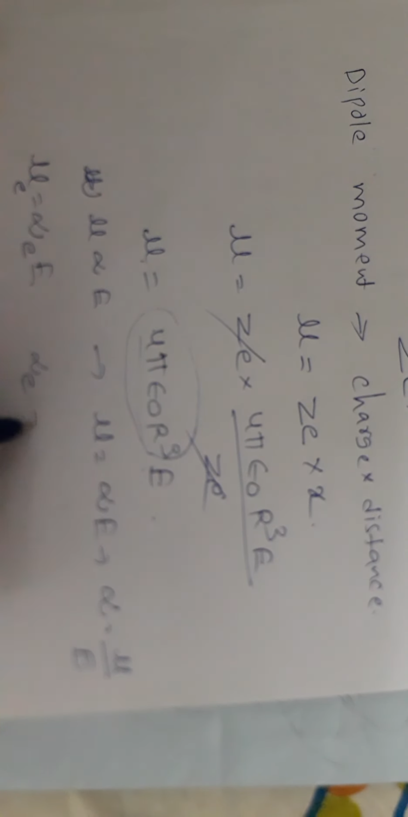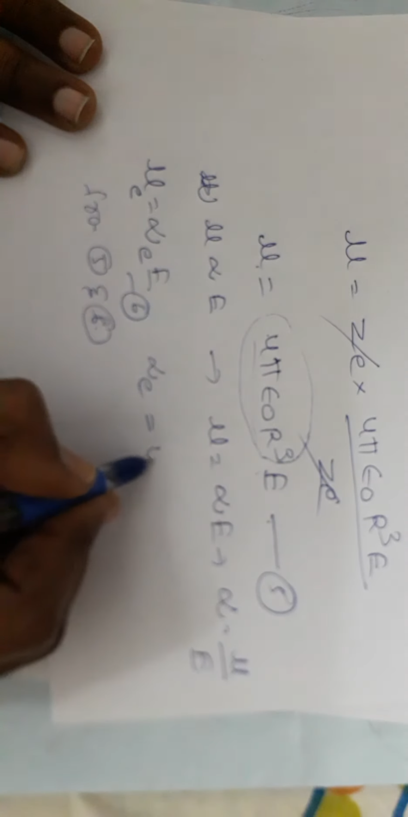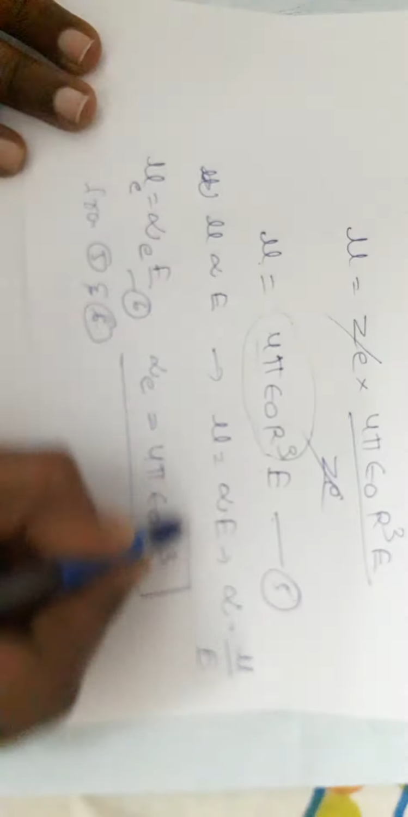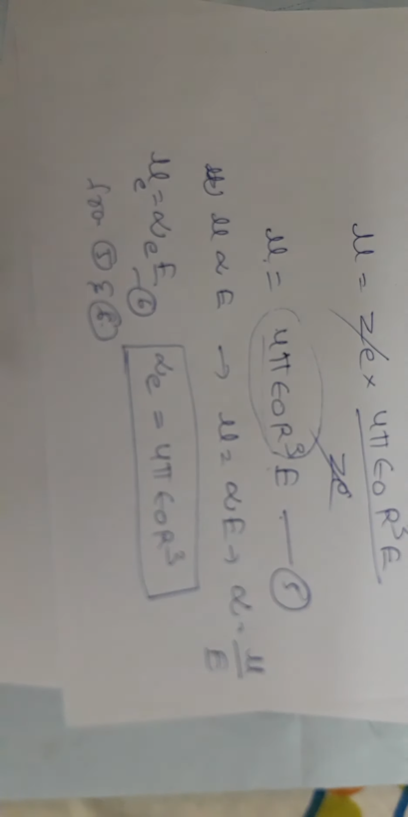So alpha E, comparing equation number 5 and 6, from 5 and 6, alpha E is equal to 4 pi epsilon naught into R. This polarizability is nothing but the electronic polarizability. So this is the electronic polarizability.